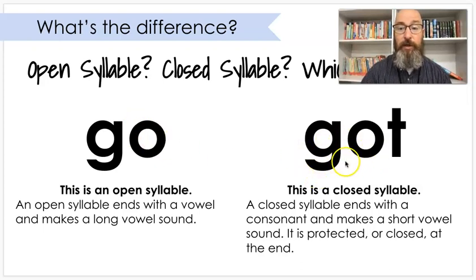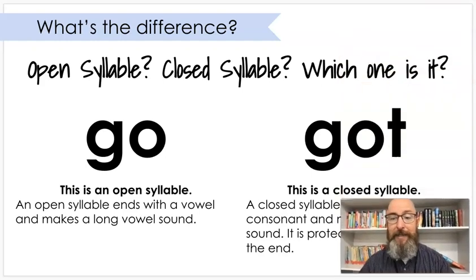Now, if I take that same word, go, and I put a T behind it, now it's closed, it's protected, it's guarded at the end. So now instead of saying O, it says ah, the short vowel sound. So a closed syllable ends with a consonant and makes a short vowel sound. It's protected or closed at the end. So instead of goat, it'd be got. So go becomes got when it becomes closed. Does that help? I hope so. Let's go ahead and get started. We're going to practice breaking apart 4 words. Then we're going to practice some sounds we've already learned and practice some silent blending. Are you ready? Let's get started.